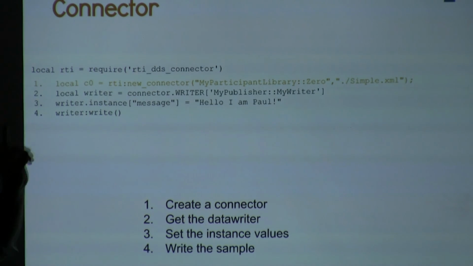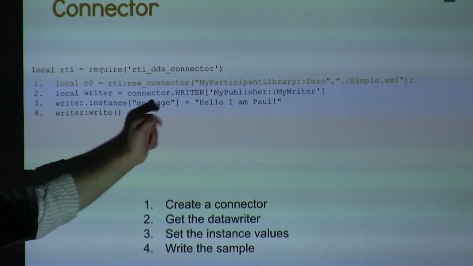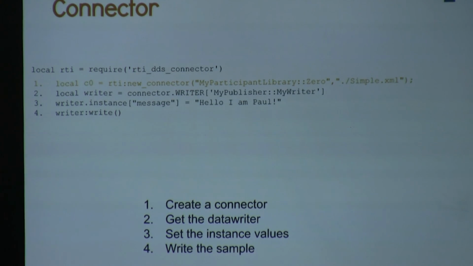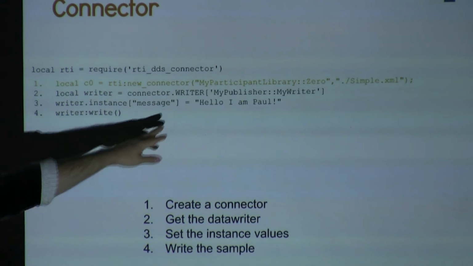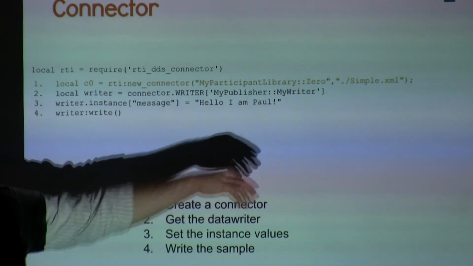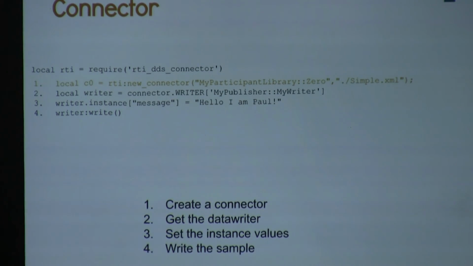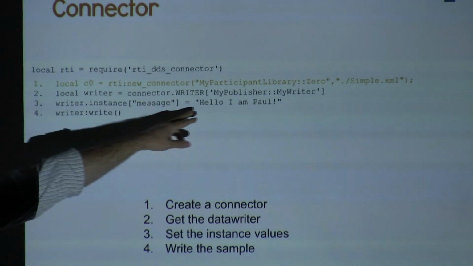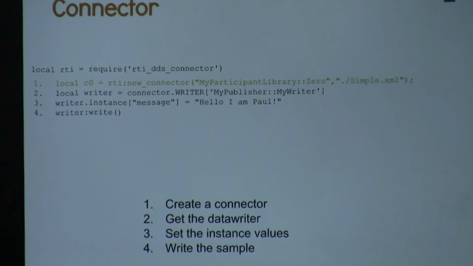Once you do that, you have the connector. From the connector, there is a table of writers and of course a table of readers that you can iterate through, but you can access also by name. So you access now the writer that you defined in the XML. And now that you have a reference to the writer, you can just set the message that is in there using what is, in Lua, the natural way to set stuff into a table.